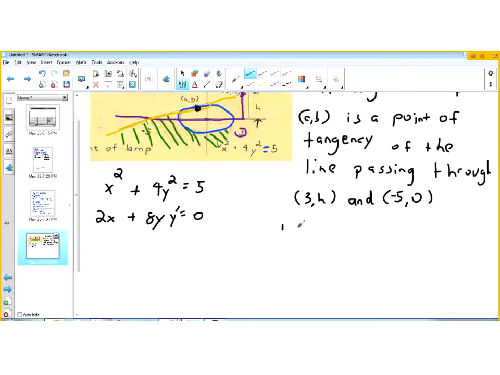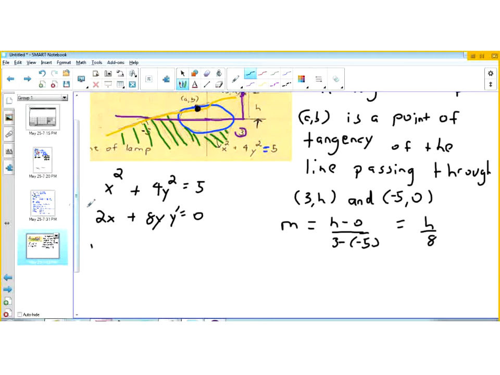So what is the slope of this tangent line? Well, m is equal to what? h minus 0 divided by 3 minus negative 5, okay, which is equal to h over 8. Okay, and we're trying to solve for h. But we're also given the fact that this is the slope of the tangent line to the ellipse.